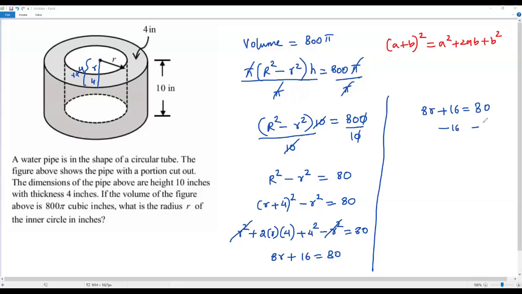Let me subtract 16 from both sides. When I do so, this positive 16 negative 16 will cancel out. 8r equals 80 negative 16, 64. Let me divide both sides by 8. When I do so, this 8 will cancel out. r equals 64 divided by 8, which is 8. Now I got the radius of the inner circle, lowercase r, that is 8 inches.